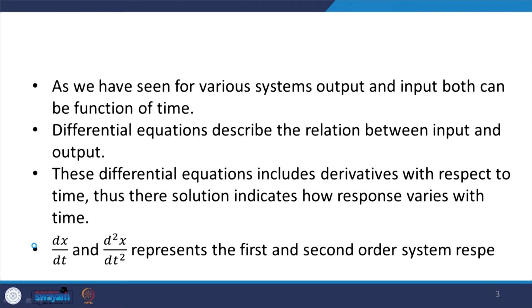Various system output or input can be both a function of time, and we have seen that differential equations are used to depict the relationship between the input and output, whether it is a first order system or a second order system. So, we see that the function dx by dt represents basically the first order system, and d square x by dt square represents the second order system.